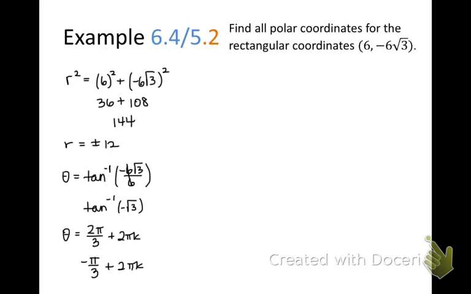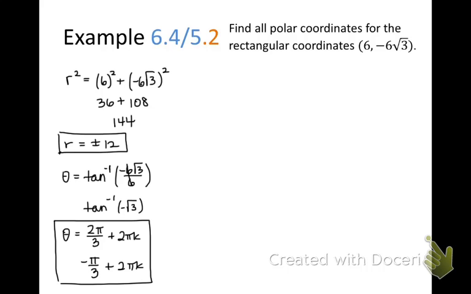All right, so I've got 2 possible thetas, and I've got 2 possible radiuses. I do have to be careful how I pair these. So what I'm going to do is think to myself, where was my rectangular coordinate that I was originally given? Because I have to make sure that I'm picking my r and theta combination so that I'm in that quadrant again, right?